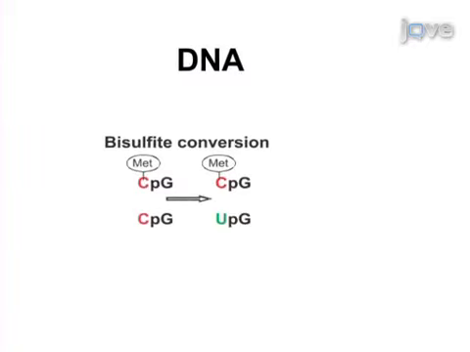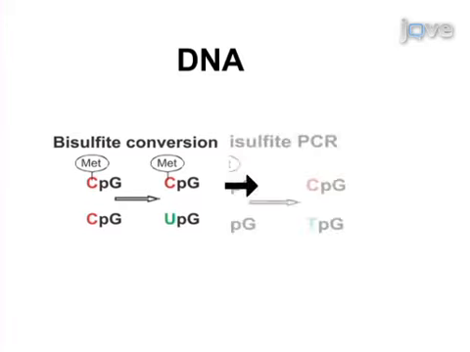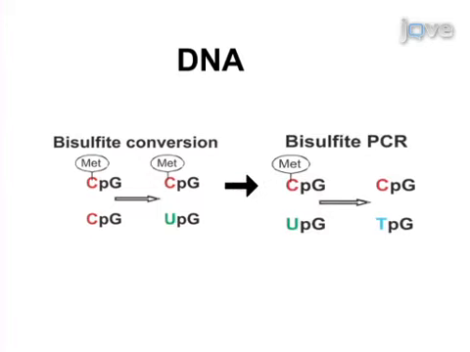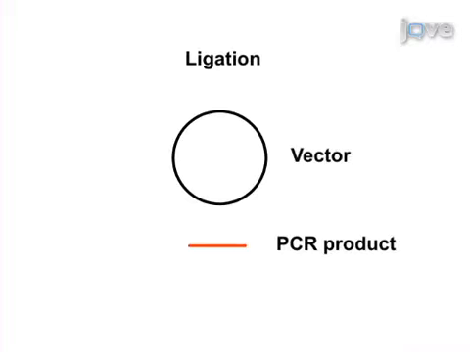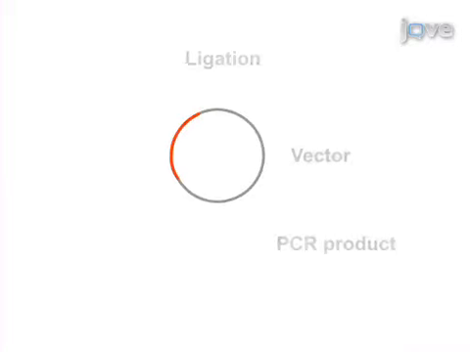Next, the obtained DNA is bisulfite treated, and the region of interest is amplified by bisulfite PCR. This is then ligated into a vector and transformed into bacteria.